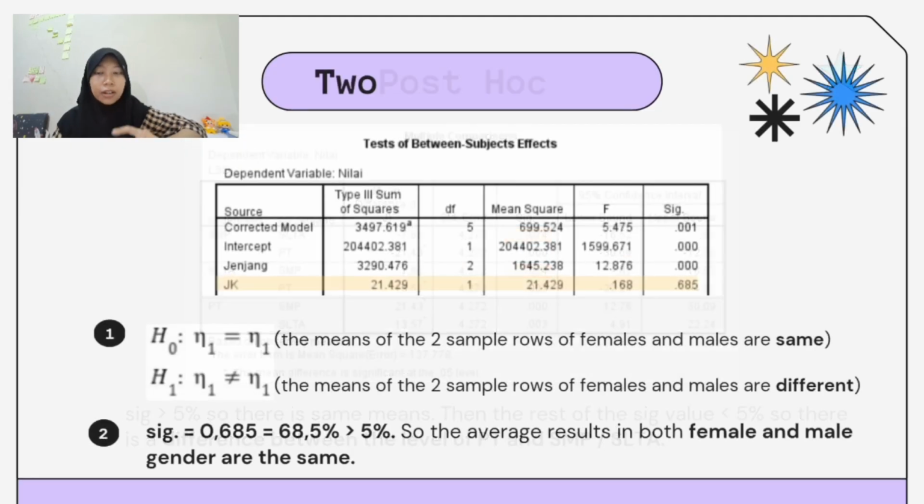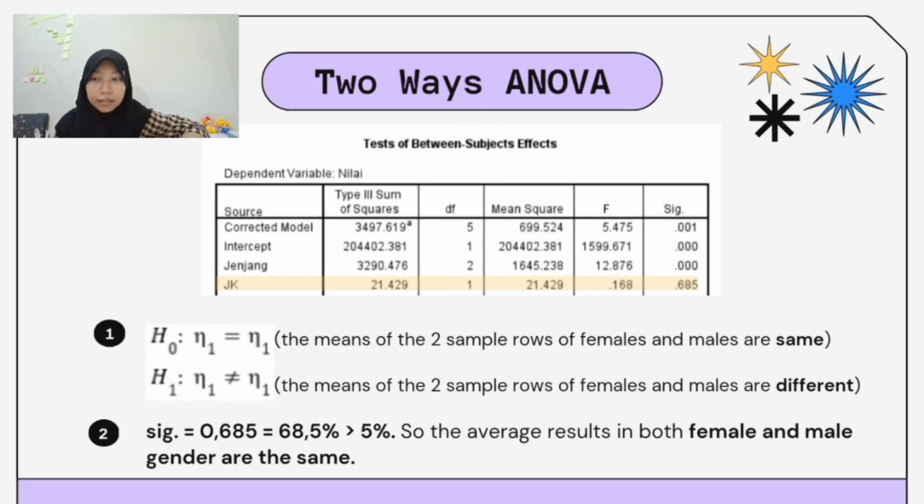And then we see from the row, and the null hypothesis is where eta 1 is equal to eta 2. The means of the two sample rows of female and male are the same, and the alternative hypothesis is when eta 1 is not equal to eta 2. So it means the two sample rows of female and male are different. We see the significance, and we found that the significance is 68.5%. It is more than 5%. So the average results of both female and male gender are the same. So we do not continue to the post hoc test.